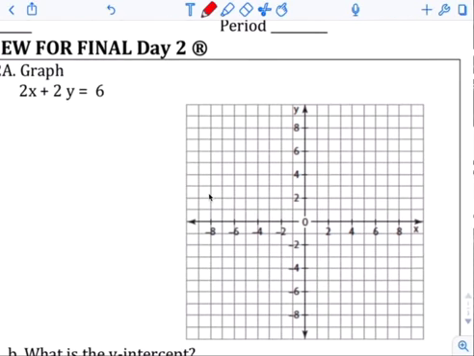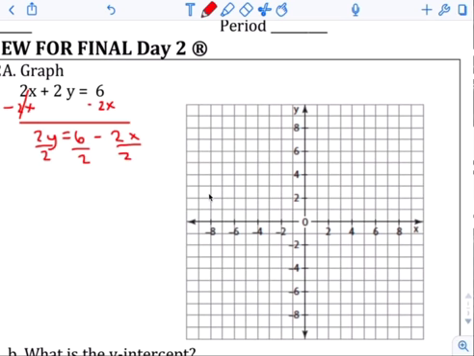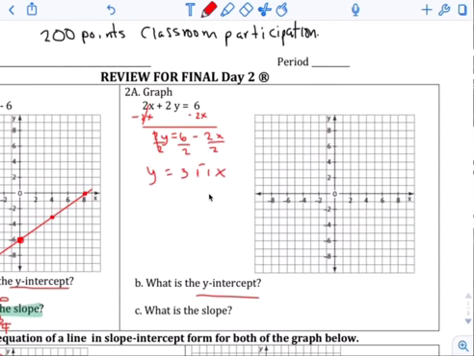And this one here. You solve it first before you can graph into slope-intercept form. We're solving into slope-intercept form. Divide everything by 2. Y equals 3 minus 1x. Additive inverse. So what's the y-intercept? Y-intercept is 3.